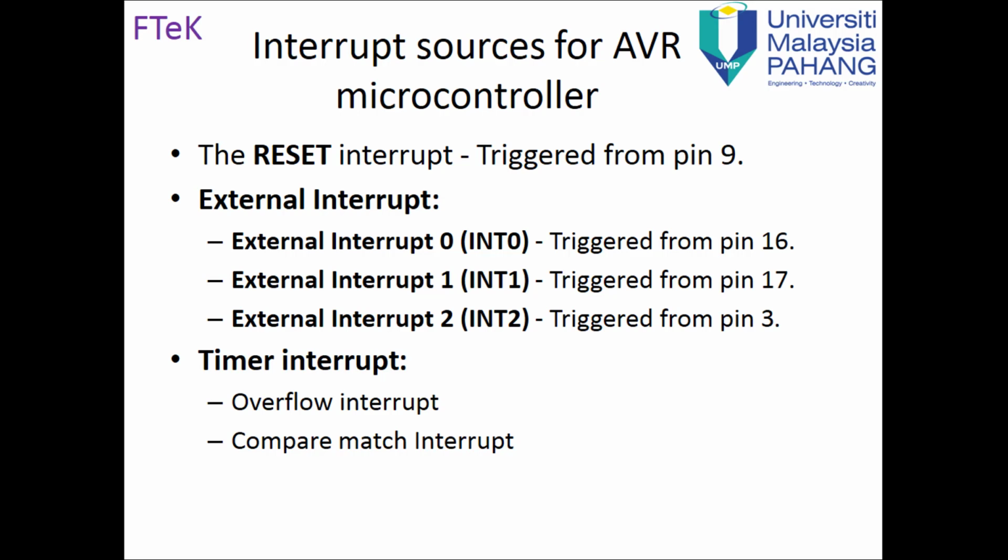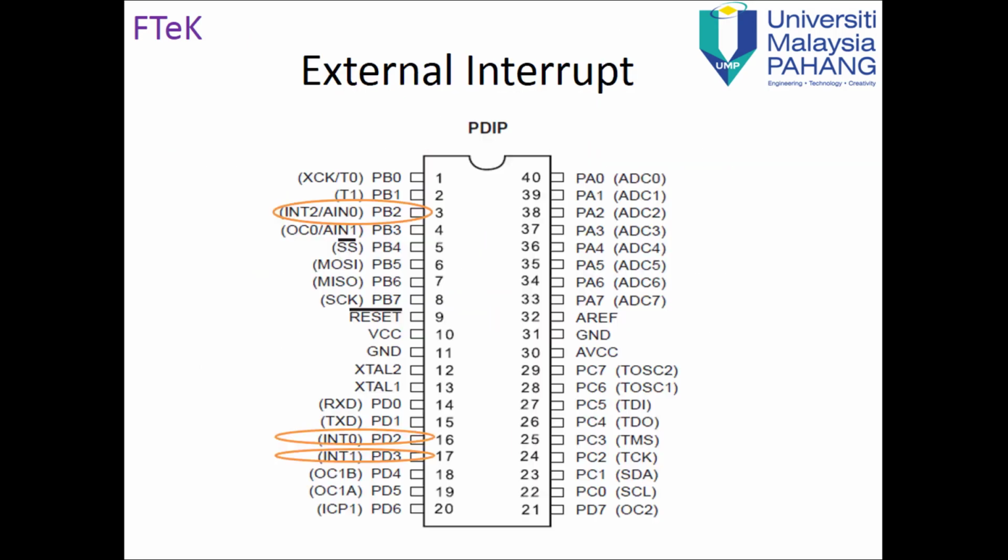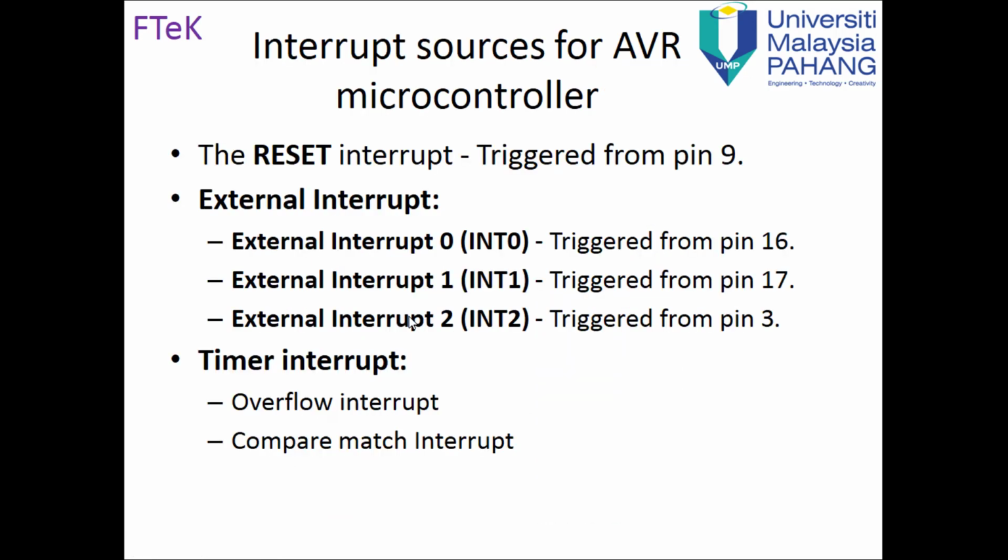Interrupts have different sources. The reset interrupt is triggered from pin 9. We have 3 external interrupts: interrupt 0, interrupt 1, and interrupt 2. They are here, as you can see. At pin 3, you have interrupt 2. At pin 16, you have interrupt 0, and at pin 17, interrupt 1. And for the reset, it's at pin 9. If you apply reset bar, that means if you apply 0 here, it will stop all the program and start from the beginning.